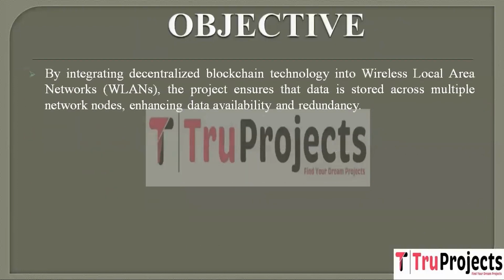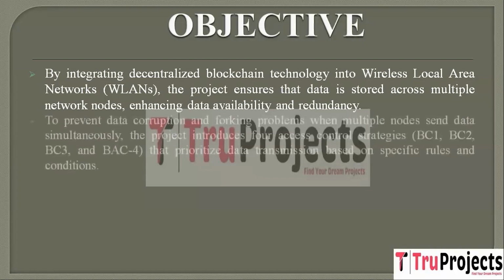Objective of the project. By integrating decentralized blockchain technology into wireless local area networks, wireless LANs, the project aims to distribute data storage across multiple network nodes. This approach enhances data availability and redundancy, reducing the risk of data loss due to server failures or attacks. Each node in the network becomes a part of the data storage solution, ensuring data can be retrieved from multiple sources.